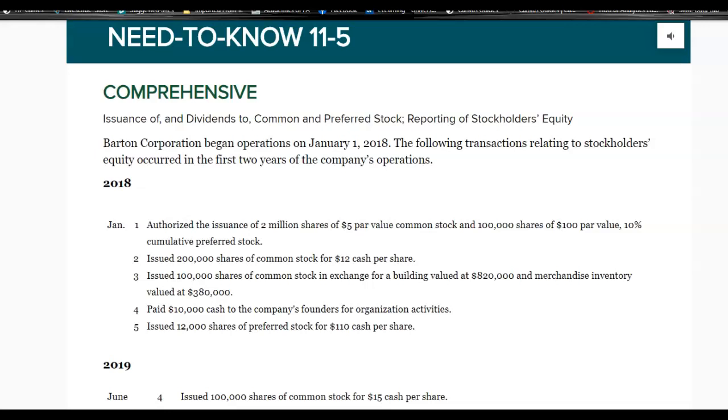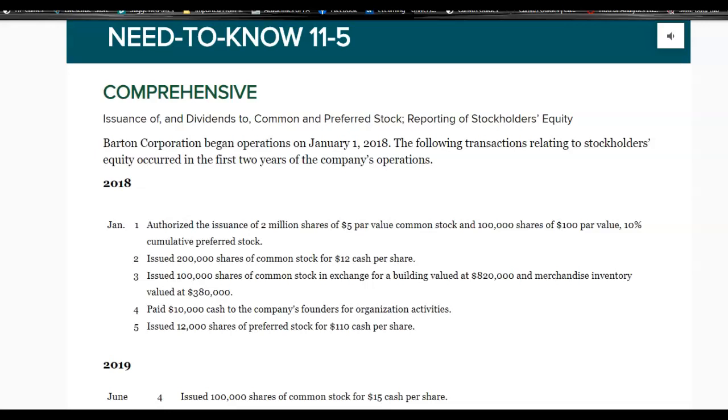So, all right, let's go to number 2. Number 2, January 2nd, issued 200,000 shares of common stock for $12 cash per share. Not uncommon. The par value of the stock really doesn't have a lot to do with what the stock is going to do in the marketplace. When the companies are getting ready to go public, one of the things that happens is they try to work up a frenzy about it because they want people to bid up the prices of the initial offering of stock.